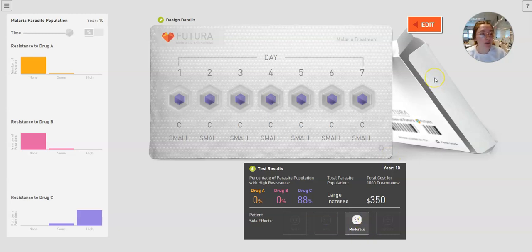Are any of these 3 drugs good on their own? Are any of my trials really good when I say just drug A, just drug B, just drug C? Is any of that working? No. That would be way too easy. You must have some mix of how much you're doing.